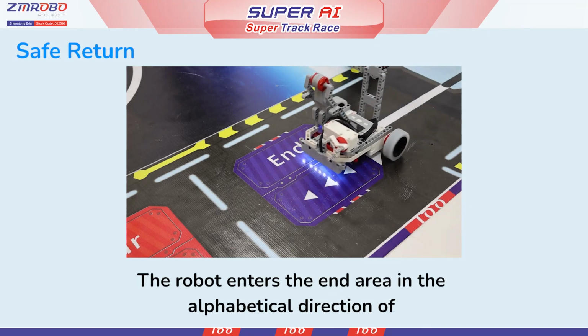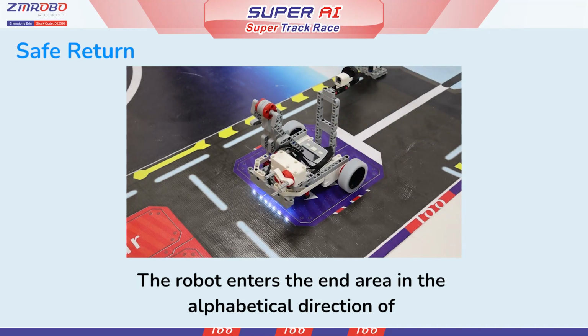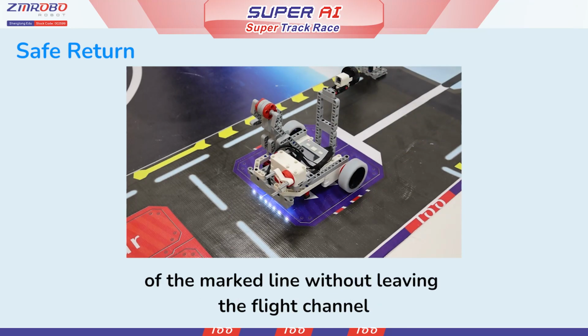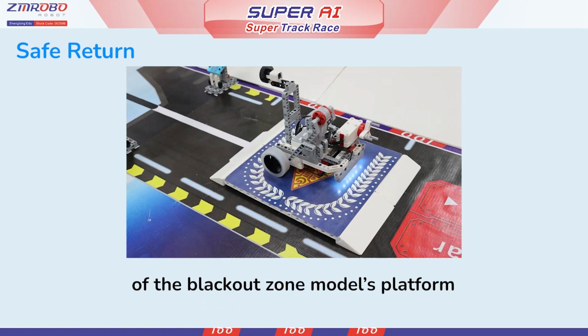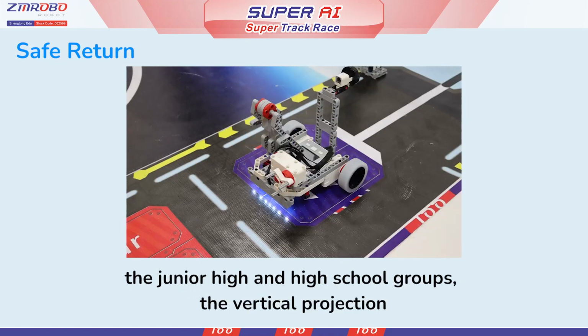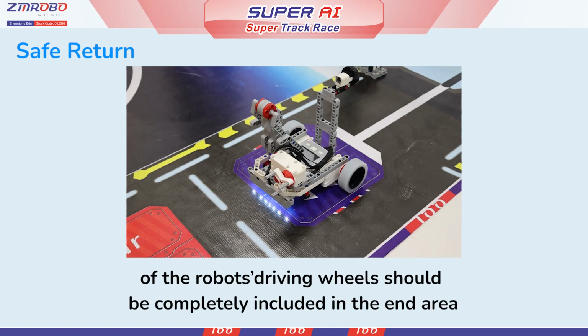Safe return. The robot enters the end area in the alphabetical direction of the marked line without leaving the flight channel. For the lower primary and the upper primary groups, the robots should remain stationary on the top of the blackout zone model's platform. The robots do not contact the field map. For the junior high and high school groups, the vertical projection of the robot's driving wheels should be completely included in the end area.